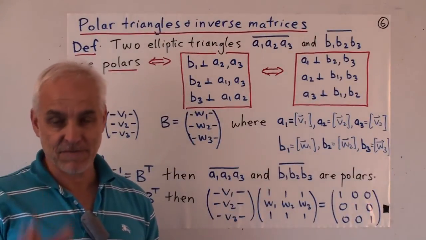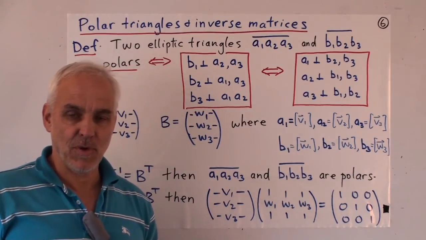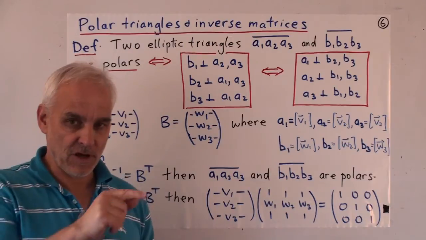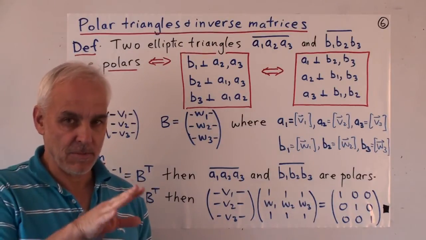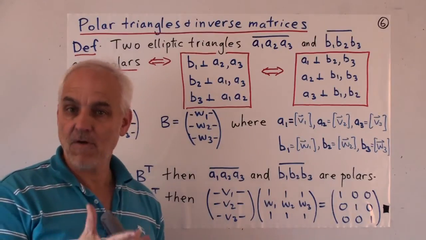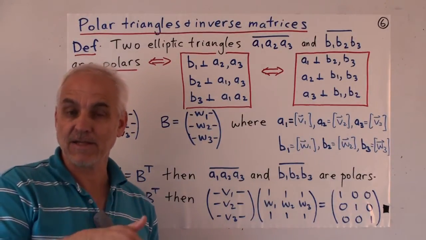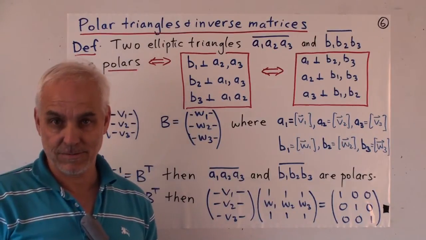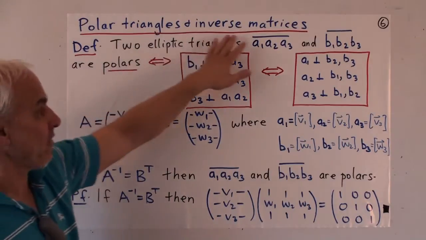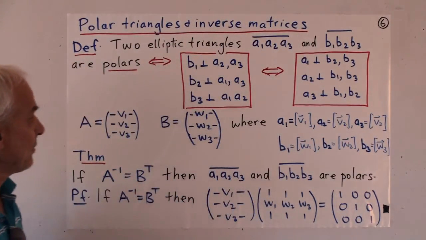All right, so that's half of the story. The other half has to do with the spreads of this elliptic triangle. So far we've talked about the three quadrances. Now we want to talk about the three spreads. What's involved there is understanding the relationship between the triangle and its polar triangle. And it turns out that that's intimately connected with the inverse of the matrices that we've been talking about.